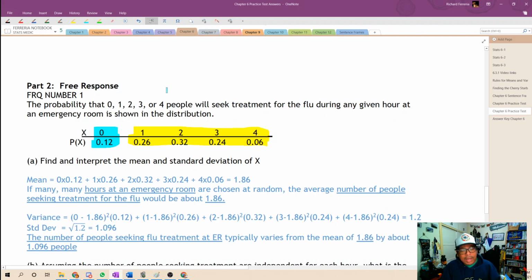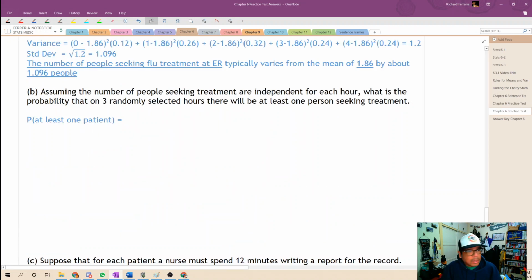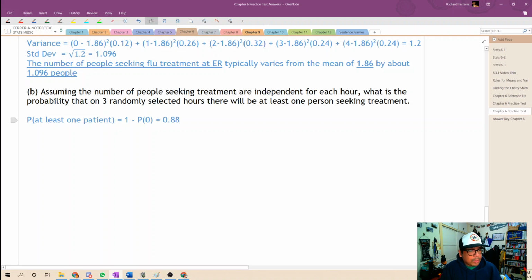But the other way, and probably the smarter way to do it, is to say, well, if the probability of zero patients seeking treatment is 0.12, the probability of at least one person seeking treatment is going to be 1 minus 0.12, or 0.88. So the probability of at least one patient is 1 minus the probability of 0 patients, which is 0.88.